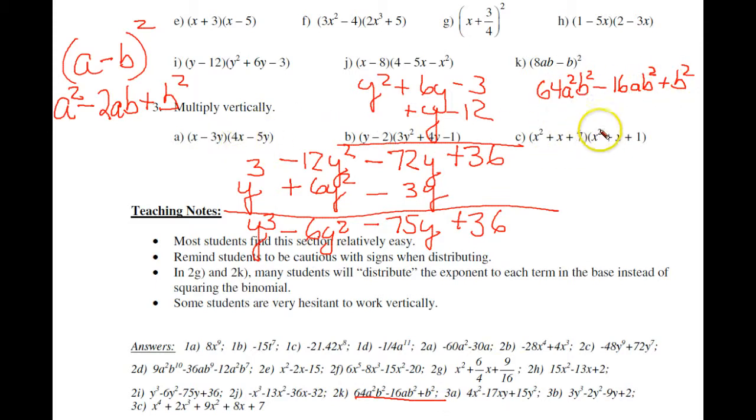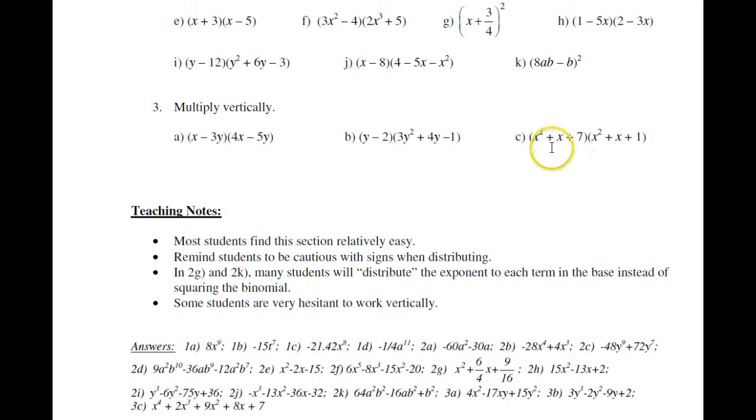Now, since we've done these already, and we're showing technique here, these are done exactly the same way. In fact, let me do letter C. We can run it a little bit here. Now, letter C is we have 3 terms. So let's do that up here. Doesn't make any difference which one you put first. X squared plus X plus 7. And our bottom one is going to be X squared plus X plus 1.